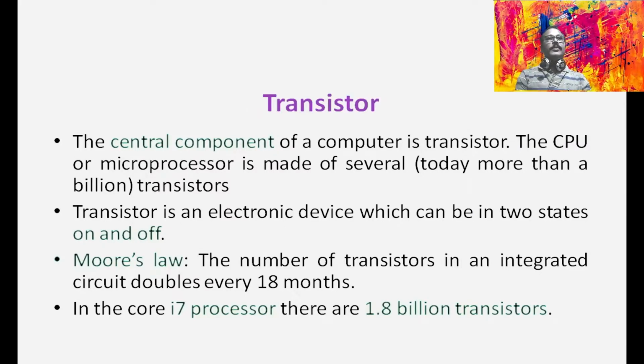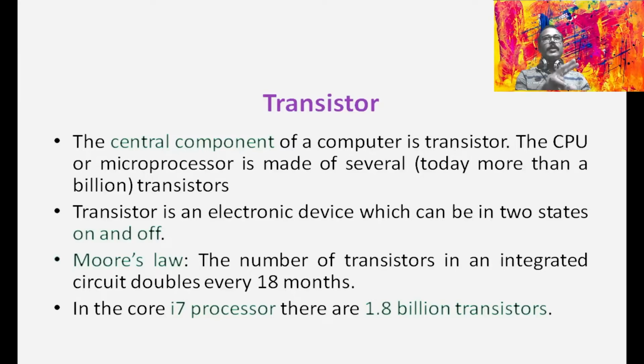Transistor. As I told you, transistor is the main component inside a computer. The CPU or microprocessor, the central processing unit, is made up of several transistors. What exactly will we study about the CPU? CPU or microprocessor is the main component, and within that the component is transistor.